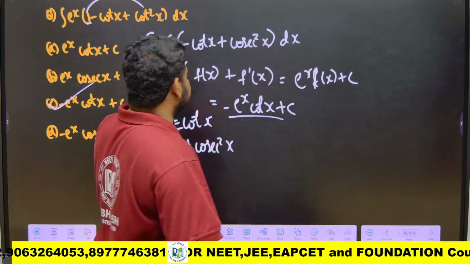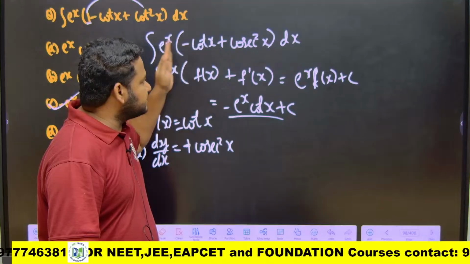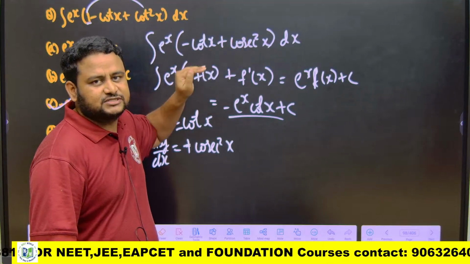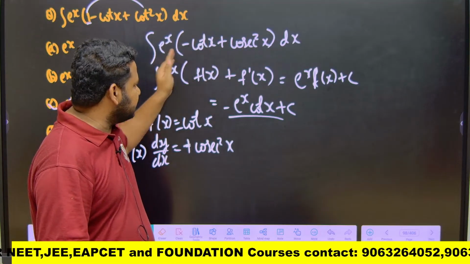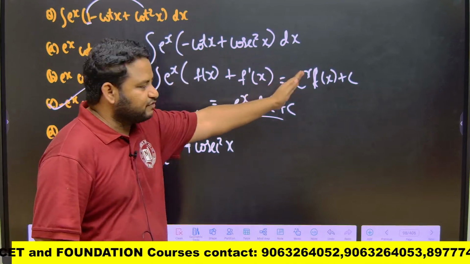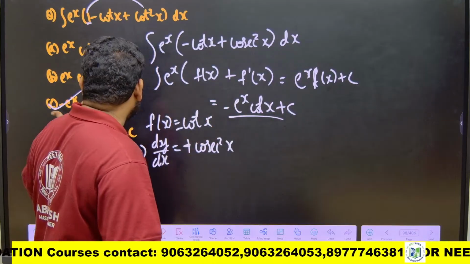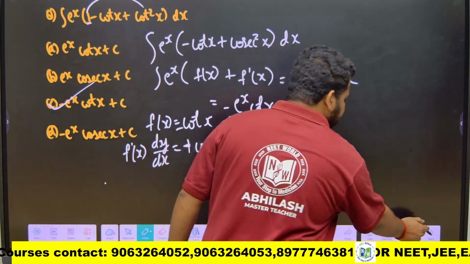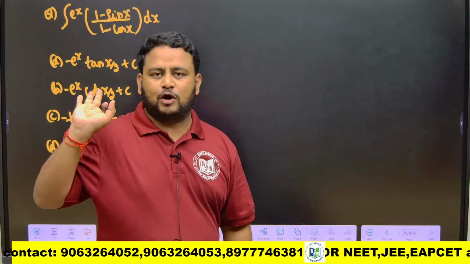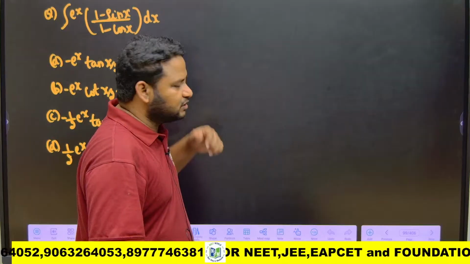Here you should be careful with the minus sign. Since the minus sign is there, it becomes plus cosecant square x. If the minus sign was not there, it would have become minus cosecant square x. Here f of x is minus cot x, so e power x f of x plus c gives the answer minus e power x cot x plus c. The answer is option C. I hope it is clear. Instead of doing it by parts, we directly use that property, the classic integrals formula, like I showed in the example. This is one of the questions which we solved.